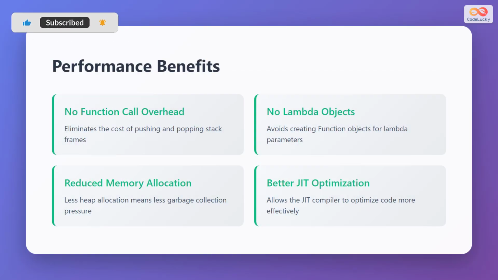Inline functions provide several key performance benefits. First, they eliminate function call overhead by removing the need to push and pop stack frames. Second, they avoid creating function objects for Lambda parameters, which means no heap allocations for those Lambdas. Third, reduced memory allocation leads to less garbage collection pressure, making your application more efficient overall. And fourth, inline functions allow the just-in-time compiler to optimize the code more effectively, since it sees the entire operation as one continuous block of code rather than separate function calls.